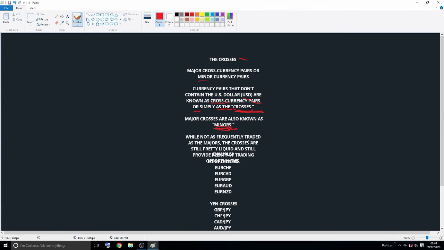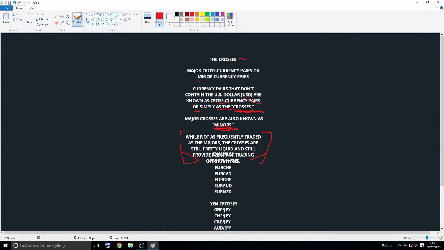While not as frequently traded as major pairs, the crosses are still pretty liquid and still provide good trading opportunities. So they are not traded as much as the majors that we talked about, but they also provide good trading opportunities.